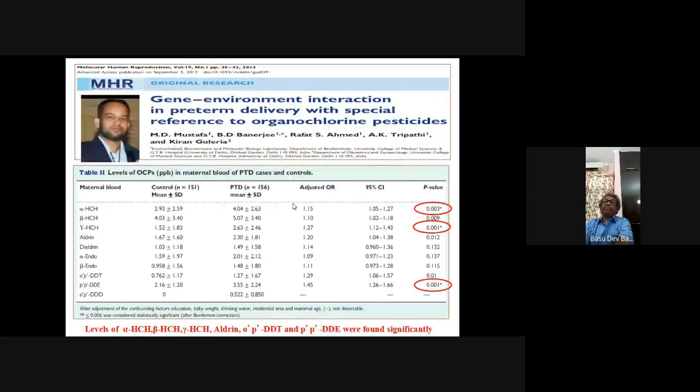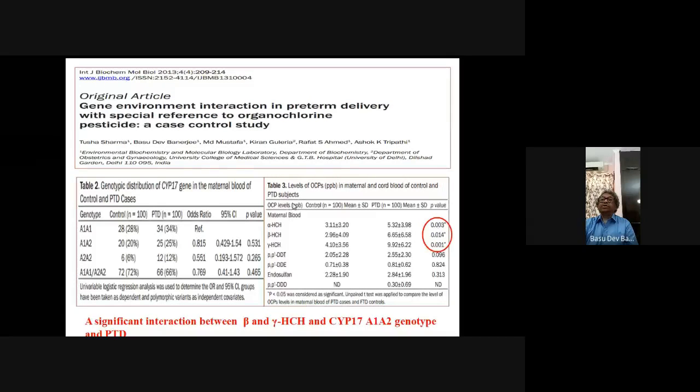And we also finally proved that these organochlorine compounds are responsible as a gene-environment interaction. This is the first paper, in Molecular Human Reproduction, where we were able to prove that the level of these pesticides is going to matter when it comes to the question of any birth defect. Can I have next? So again, we further proved it by the genotyping distributions in a different population, the presence of HCH and the other genotypic genes.